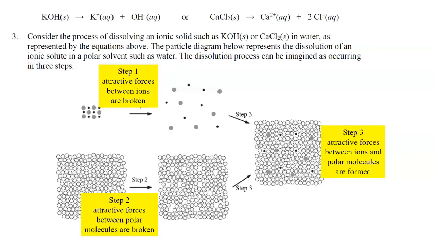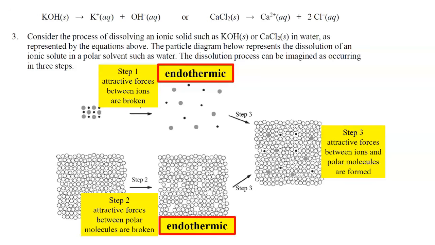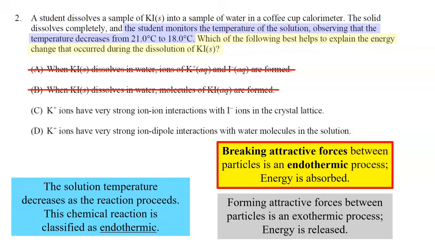So step 1, attractive forces between the ions in the solute are broken. Again, breaking attractive forces would be an endothermic process. Step 2, attractive forces are broken between some of the polar solvent molecules. Again, breaking attractive forces would be an endothermic process. But then in step 3, attractive forces are formed between the ions and the polar molecules. That would be ion dipole forces. And so because they are formed, that would release energy. So that's exothermic.